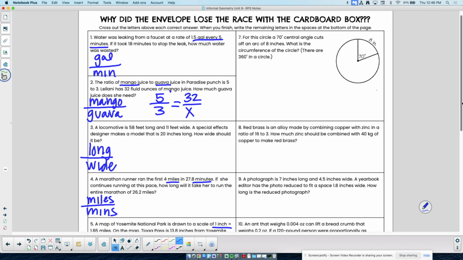All right, on this one, for a circle, it has a 70-degree central angle, cuts off an arc of 8 inches. What's the circumference of the circle?